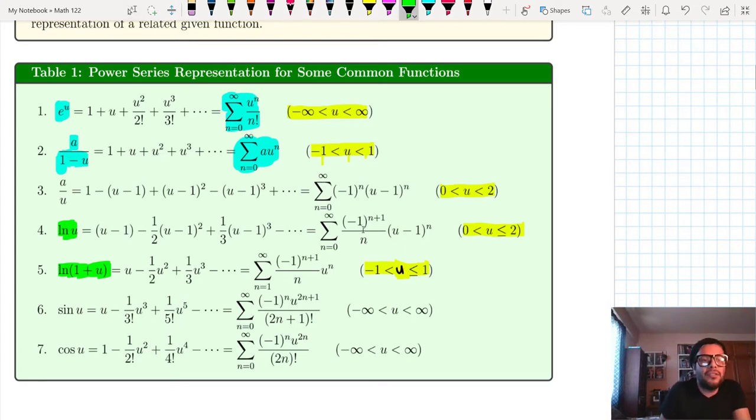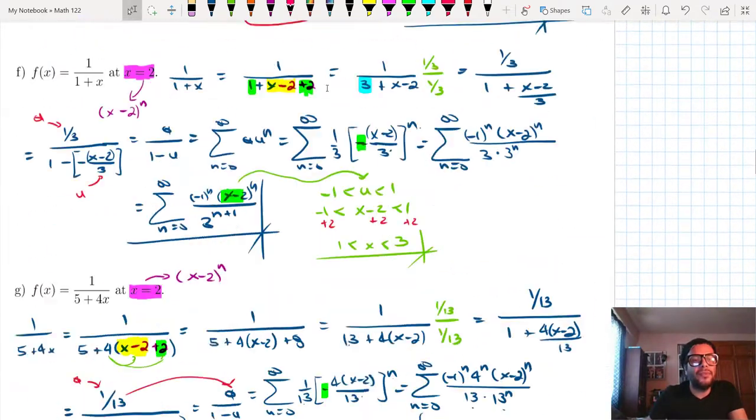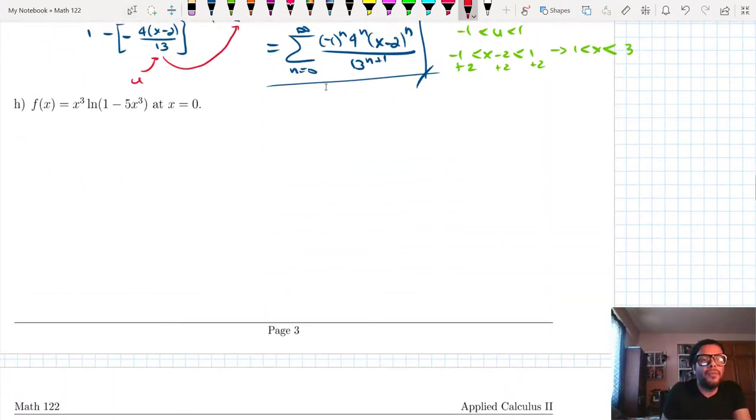Again, just like in the previous example with the geometric type of series, we strictly have to have a 1 here. We have to have a 1 there. And it looks like that is the case for this example. We have that 1, so we're good.